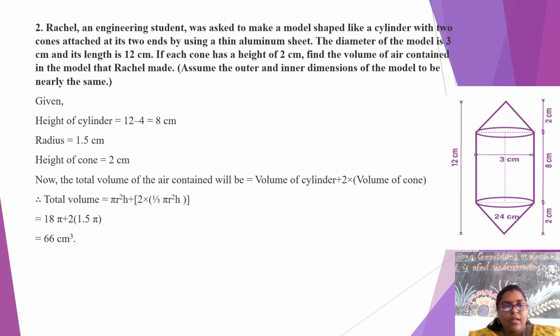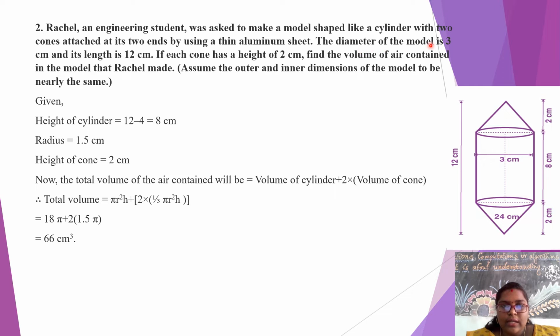Right. And here is your second question. Rachel, an engineering student, was asked to make a model shaped like a cylinder with two cones attached at its two ends by using a thin aluminum sheet. See, a student is going to make a model. How will the model be? It is a cylinder, and at the two ends of that cylinder two cones are attached.